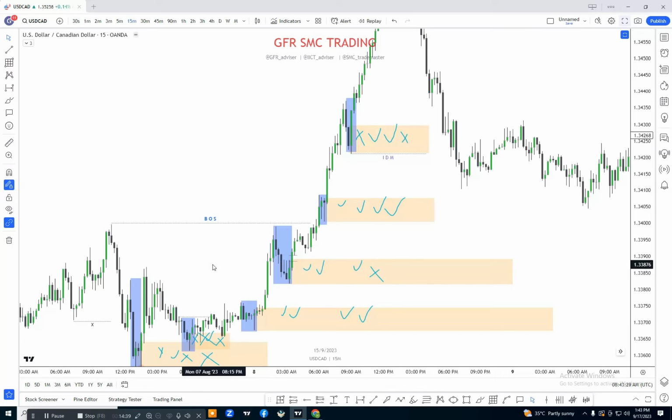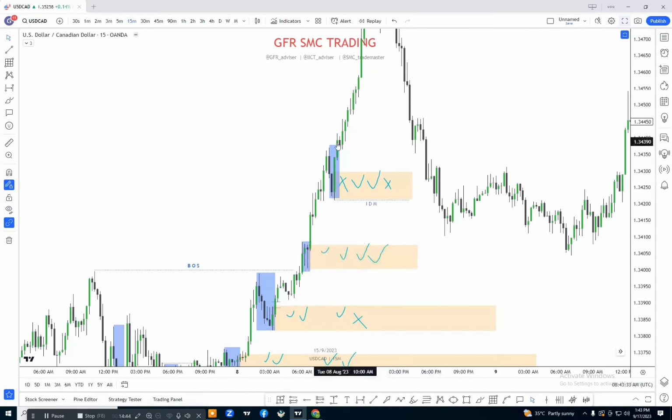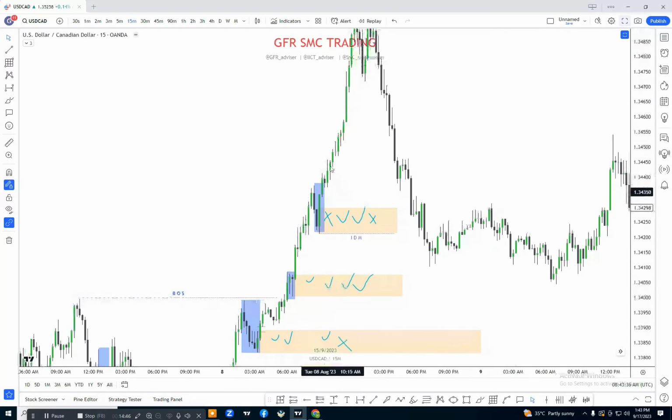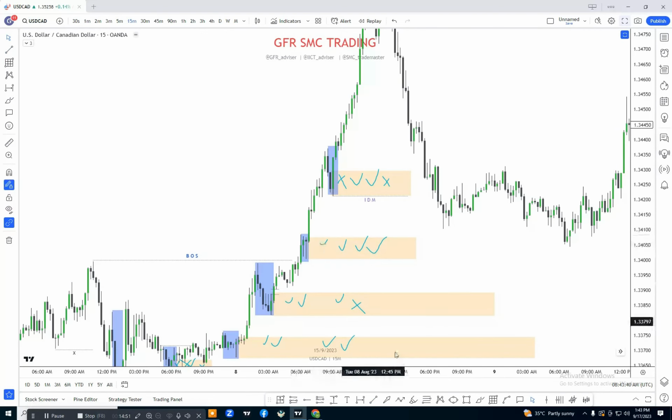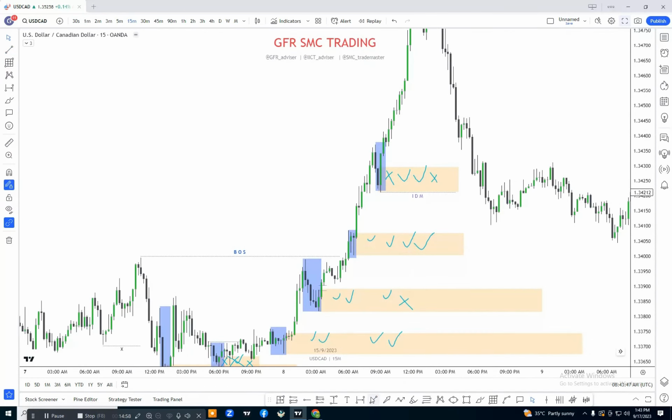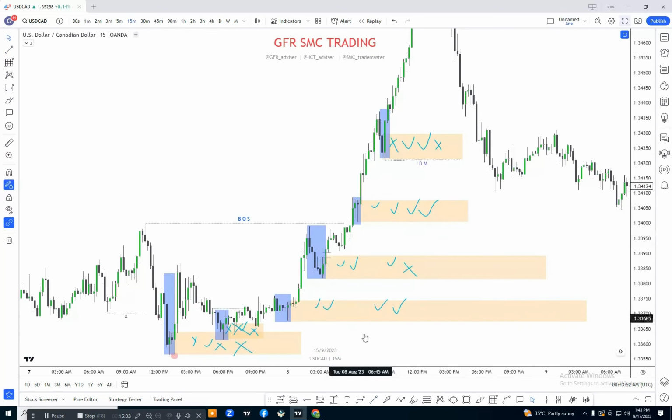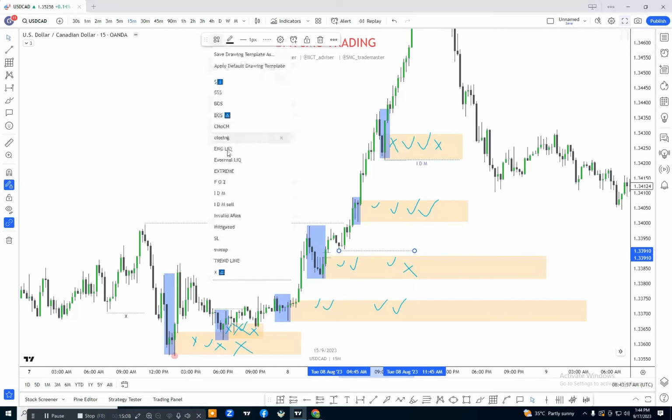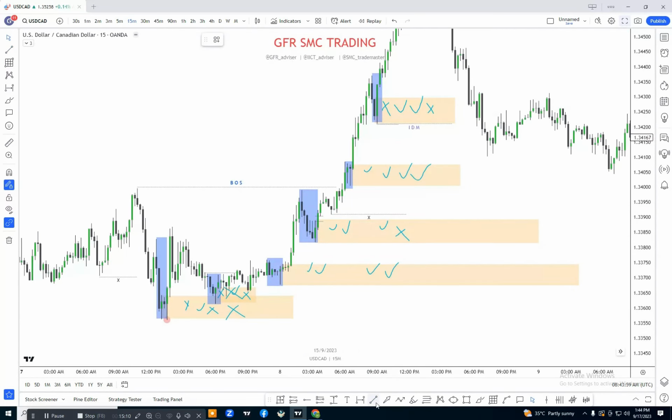Now the last and final thing is liquidity. We need to find the liquidity. This order block doesn't have a liquidity area. This order flow has the liquidity area, which is at this point. This was considered as liquidity for this order block. This order flow has the liquidity at this area. This order flow also has the liquidity at this area.